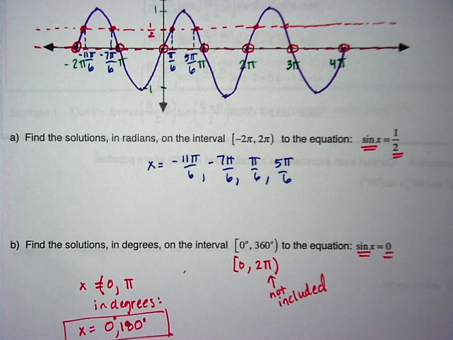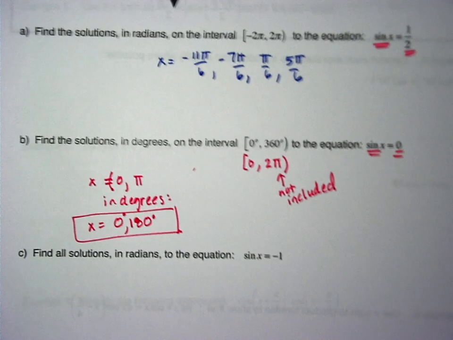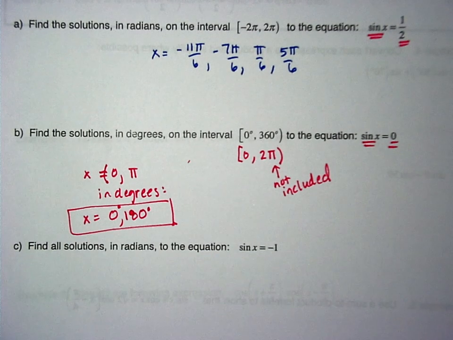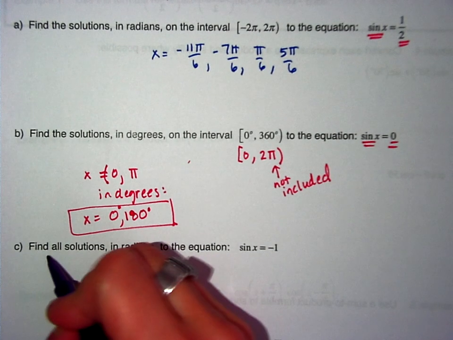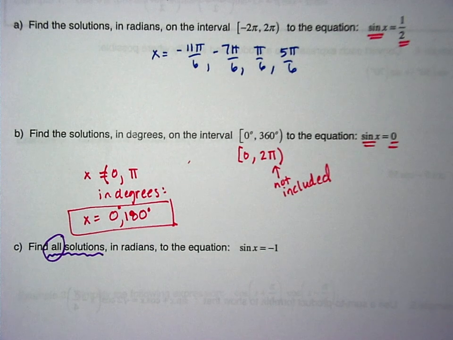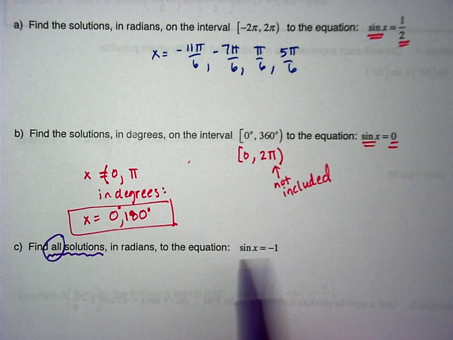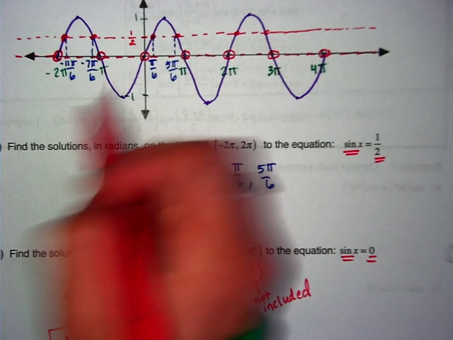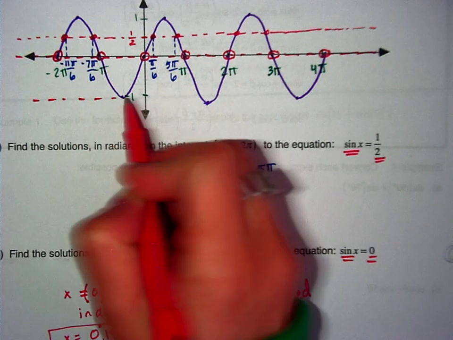Okay, let's try question C. Find all solutions in radians to the equation sine of x equals -1. Okay, this first part is very important. All solutions. So you really want to look for those words. You're going to see those a lot when you're doing all these problems in this section. Okay, so when is it equal to -1? All right, well, let's again go up to our graph and find where it intersects the line at y equals -1.